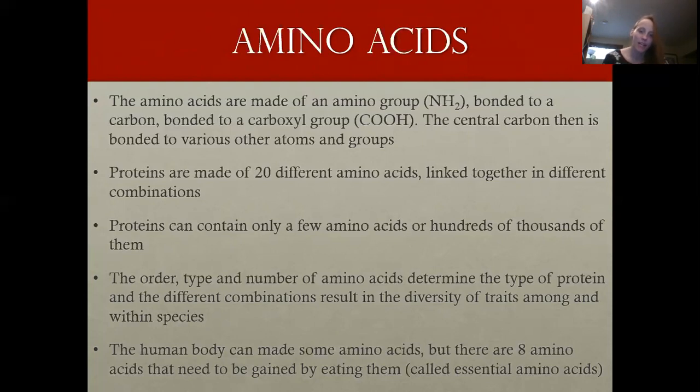The human body can make some of its own amino acids, but there are 8 amino acids that your body cannot make. You can only get them from eating things. Those are called the essential amino acids because it's essential that you have them in your diet.